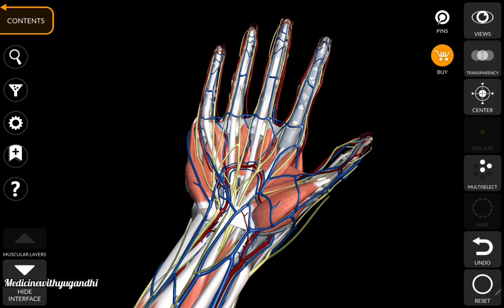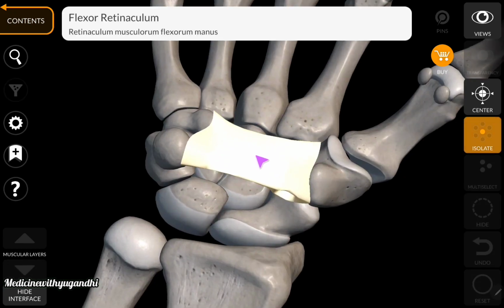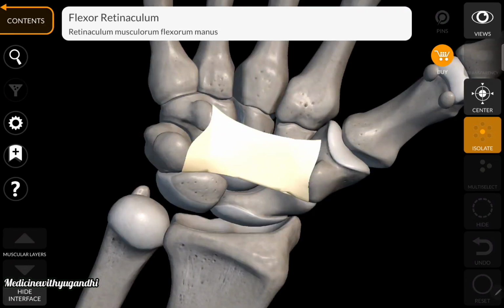What you are seeing here is the supine position of the right hand. This band is the Flexor Retinaculum. I am going to isolate that. So here you can see this is the Flexor Retinaculum. Let us see the attachments one by one. Before seeing the attachments, let me mention the carpals from the lateral side to the medial side.